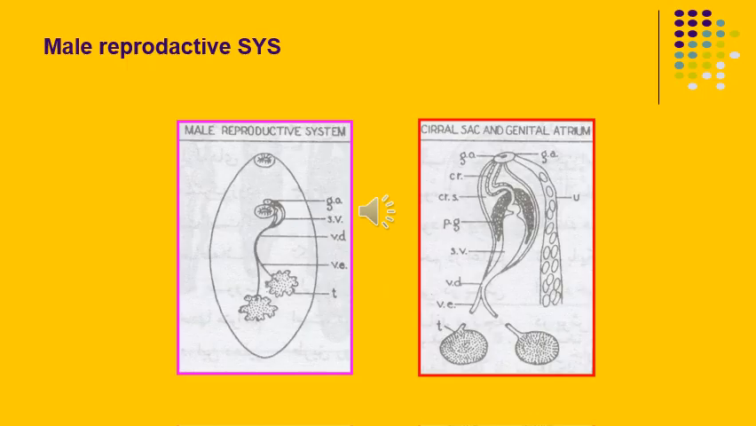In the posterior part, you can see two testicles, and the vas efferens and vas deferens, and they are continuing to the seminal vesicle. Over the seminal vesicle, you can see the prostate gland, and after that, you have the cirrus sac, and the cirrus is located in the cirrus sac, and all of them are located in the genital atrium. Of course, in the right part, you can see the uterus, with a lot of eggs in it, which continues and ends at the genital atrium.